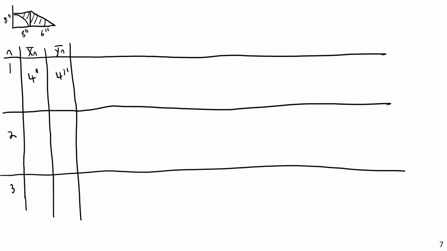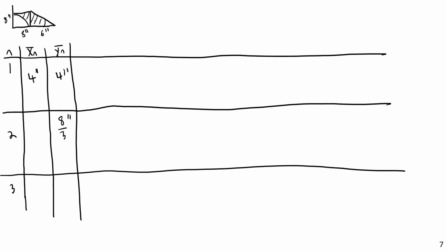Now, piece 2 is going to be a little interesting. Well, the y bar is going to be fairly simple. The y coordinate of the centroid of this triangular piece is just 1/3 from the base. It has a height of 8 inches, so just 8/3 inches. Nothing more than just 8 inches divided by 3. But the x bar is going to be a little bit more interesting.